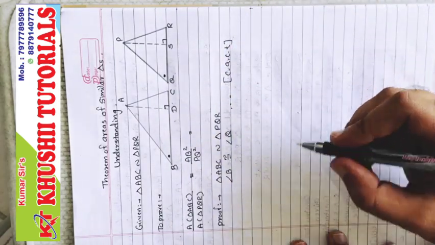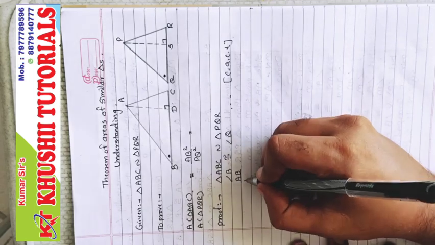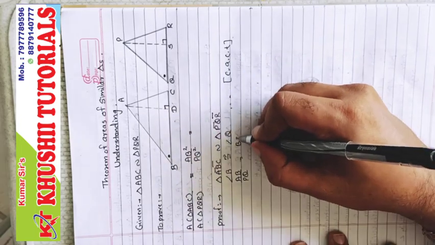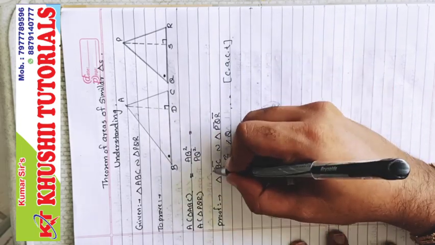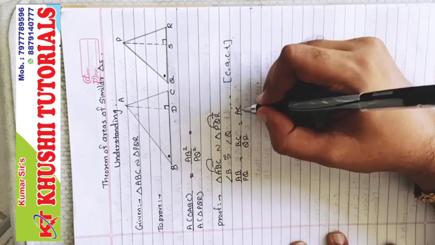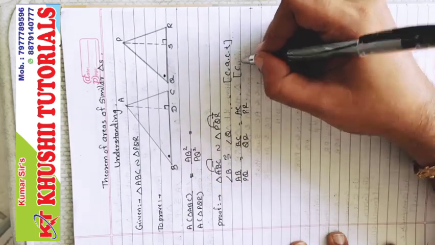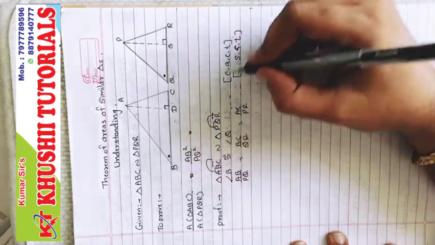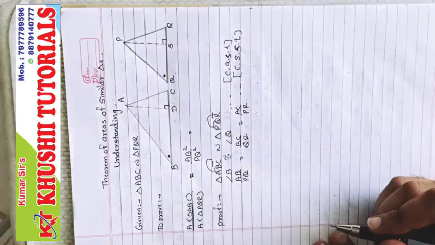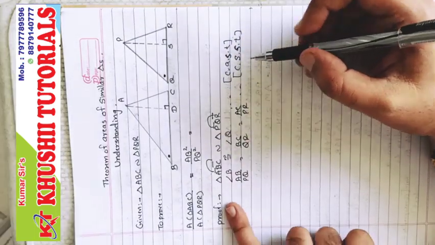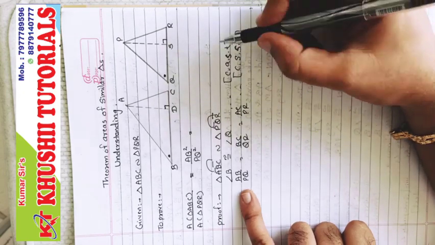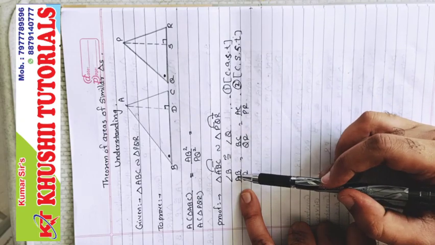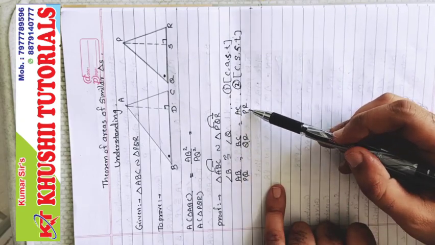And sides are proportional, so we will write AB upon PQ, first two, then second two, so BC upon QR equal to AC upon PR. And reason: CSST. Here also they are similar, so CSST will come, similar triangles. We'll mark this important point as 1 and this as 2. Now here sides are proportional, so AB upon PQ is equal to BC upon QR and AC upon PR.